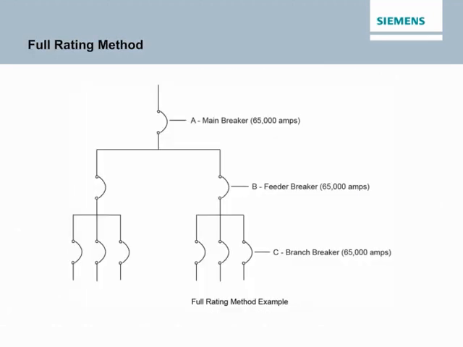NEC Article 110.9 requires circuit protection equipment to have an interrupting rating sufficient for the available current. There are 2 ways to achieve this requirement: the full rating method and the series rating method. The full rating method requires all circuit protection devices to have an interrupting rating equal to or greater than the available fault current. This means that in the case of a building with 65,000 amps of fault current available at the service entrance, every circuit breaker must have an interrupting rating of at least 65,000 amps.